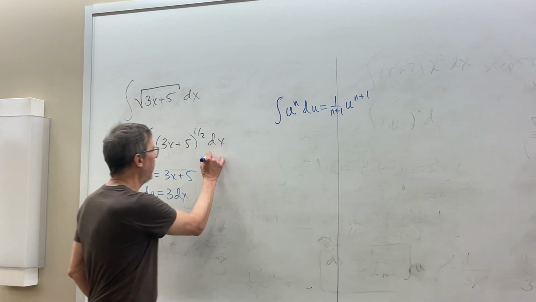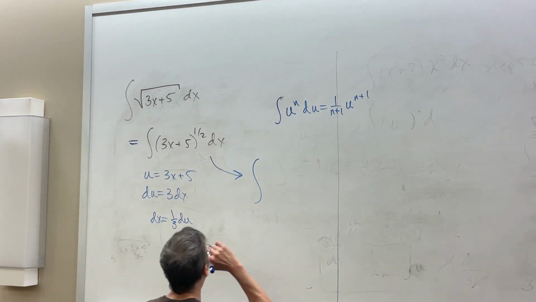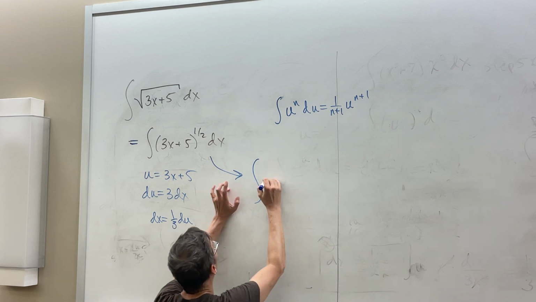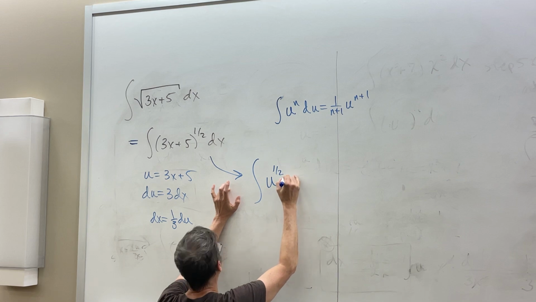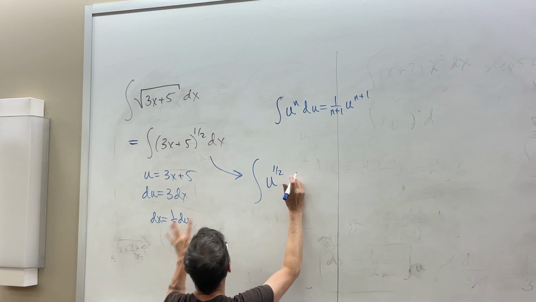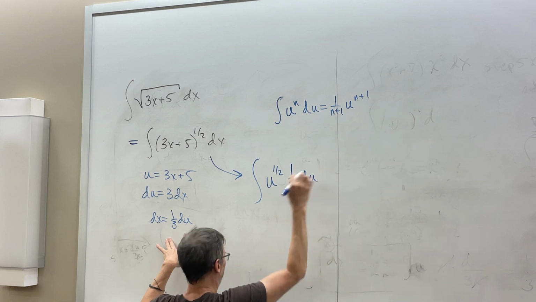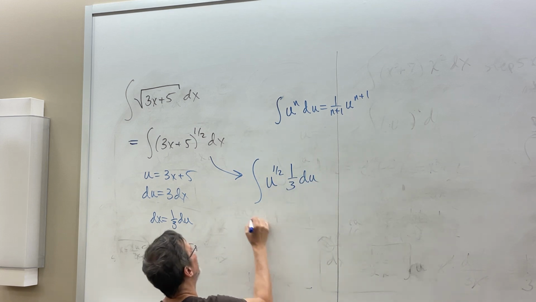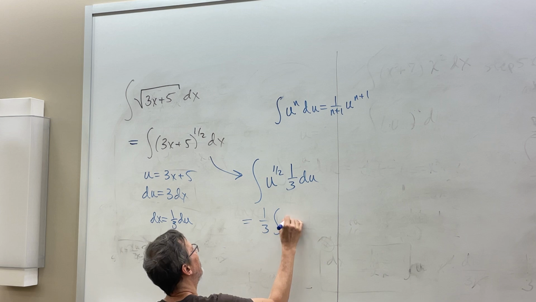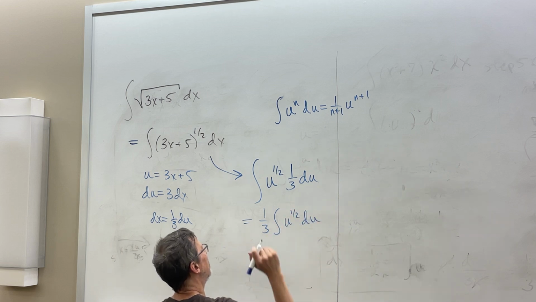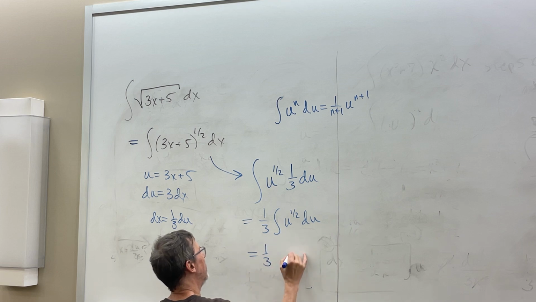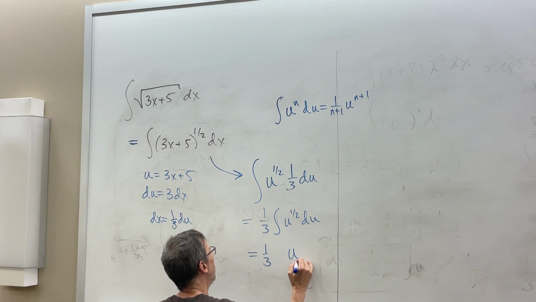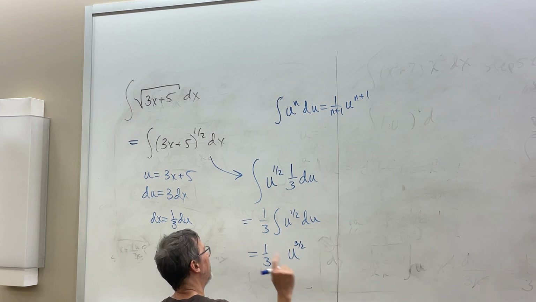Cool. So when we rewrite, what does this become? It becomes the integral of u to the 1/2 power times du over 3. Now pull that 1/3 out in front, and you have u to the 1/2. Sound good? Yeah. What's 1/2 plus 1? 1.5. I like 3 halves. Yeah, same thing.